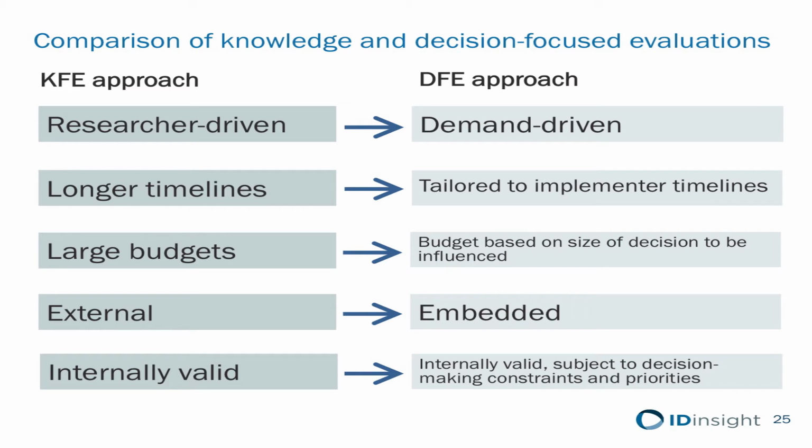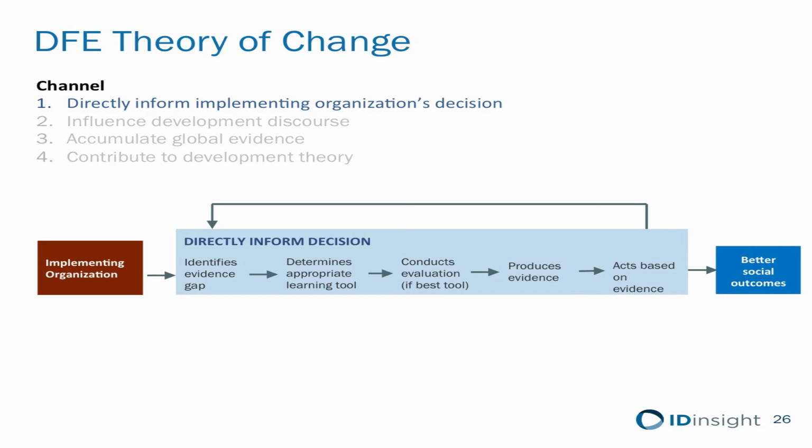They try to be more embedded, within the decision-making structures of implementing organizations, and also a very high premium on internal validity, but also some willingness to give way on internal validity if it means that those findings are going to be more actionable or more reflective of what the actual impact would be at scale. And so the theory of change is simple. There's one line. It's directly influencing a decision.